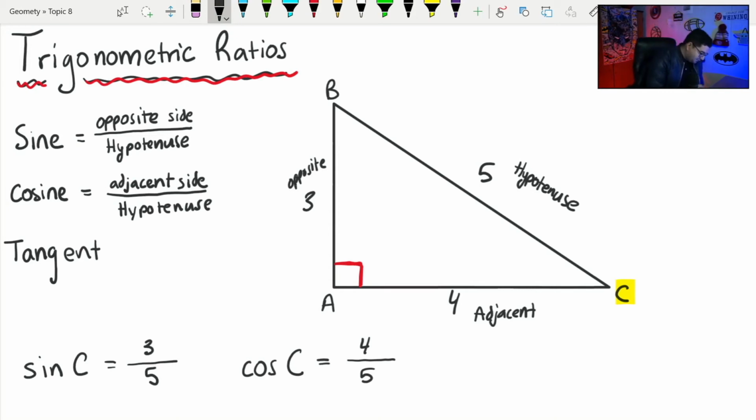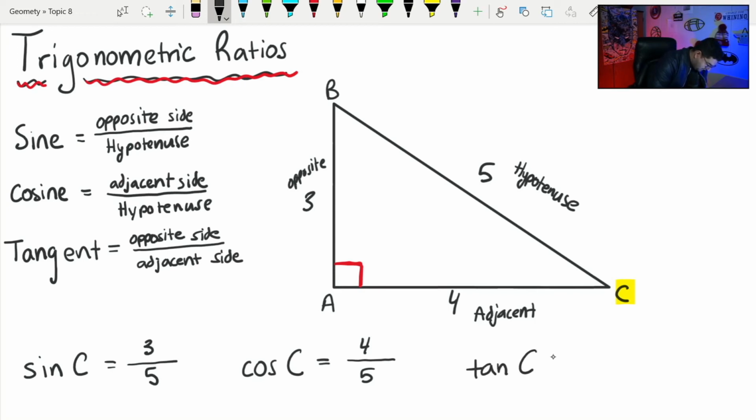And now we get to the tangent. What is the tangent of an angle? The tangent just takes the opposite side and divides it by the adjacent side. So if I take the tangent of C, what's on the opposite, which we already have labeled, is 3. What's my adjacent? That's 4.